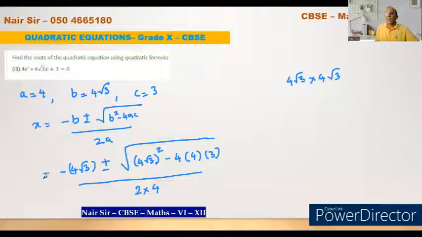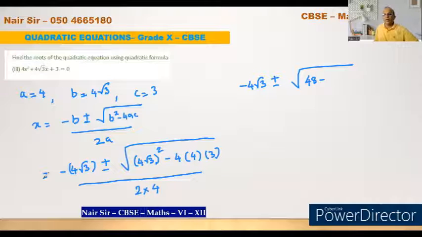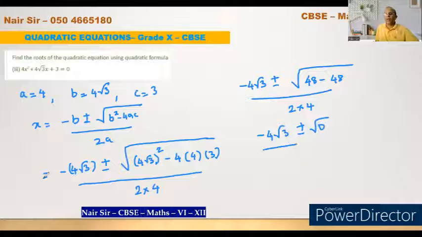Okay. So what I'm going to do, I'm just going to substitute 48. So it is minus 4 root 3 plus or minus root of, what did I get? 48 minus 4 fours are 16, 16 threes are 48, minus 48 upon 2 into 4. What does this give? Minus 4 root 3 plus or minus 0 upon 8. So this can be written as 4 root 3 upon 8, and 4 into 4, 4 to the 8. The answer is minus root 3.